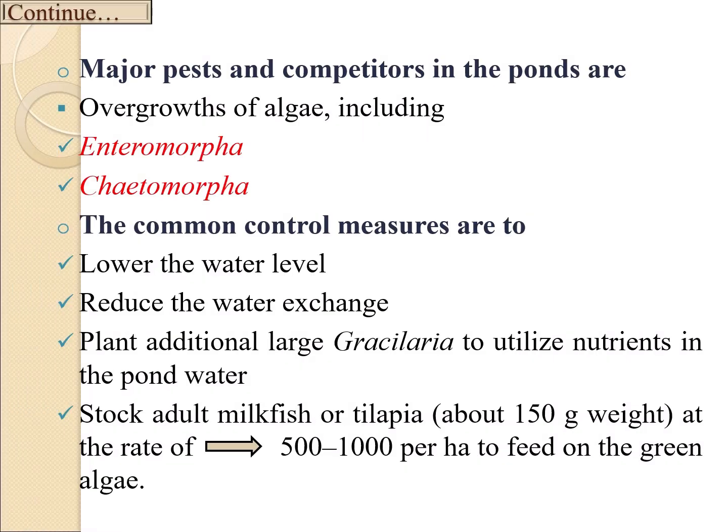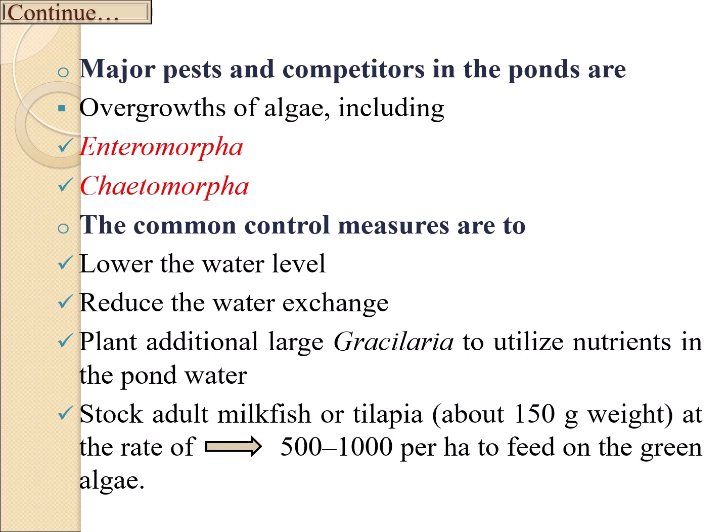Do you know about the major pests and competitors of this seaweed? Let's see. Some other algal species like Enteromorpha and Chaetomorpha have the ability to overgrow and occupy the area. So these species compete for space, shelter and nutrients. To control these species, the following measures can be adopted.